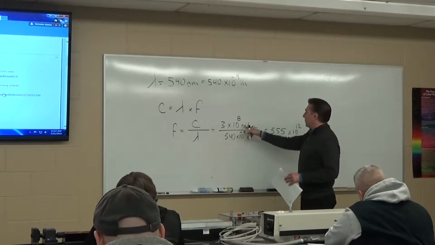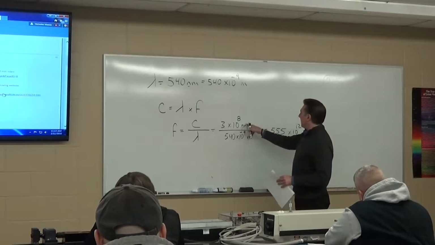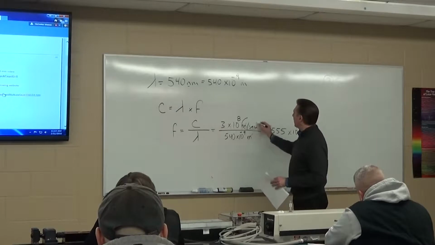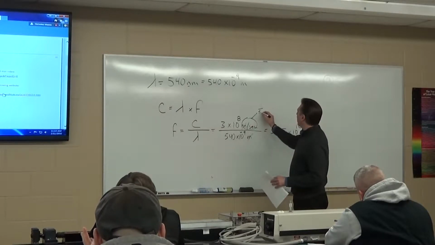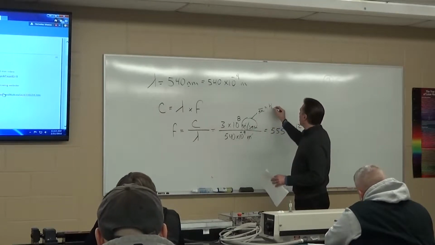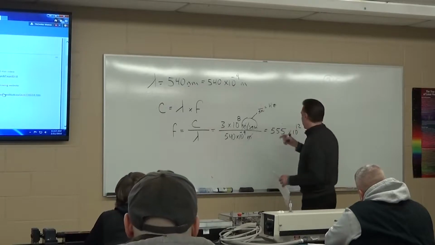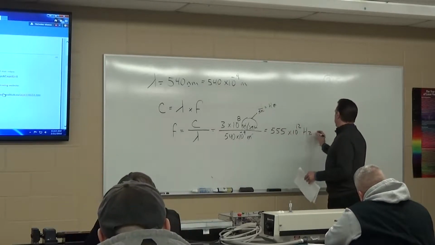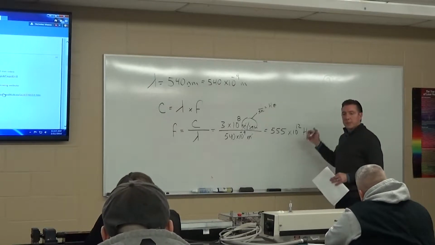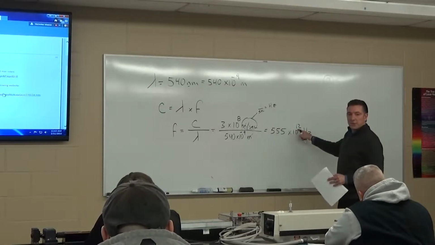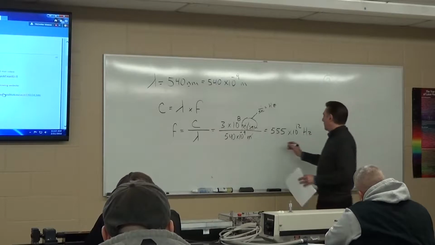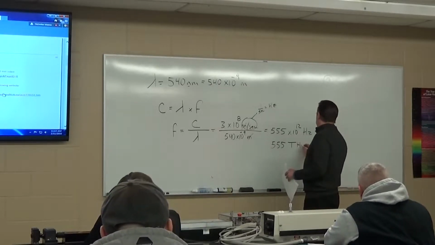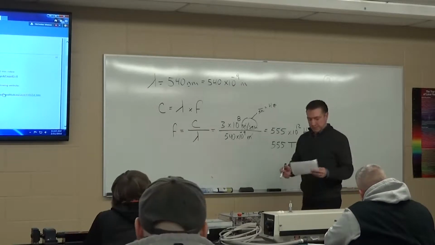When I cancel out meters here, what's left if I have meters divided by second and I get rid of the meters? Per second. This gives me the unit of 1 over seconds, which is the same thing as saying hertz. Okay? So 555 times 10 to the 12 hertz. If we want to use the metric prefixes, 10 to the 12th is what? Tera. So this is the same as saying 555 terahertz, which is a whole bunch of hertz.